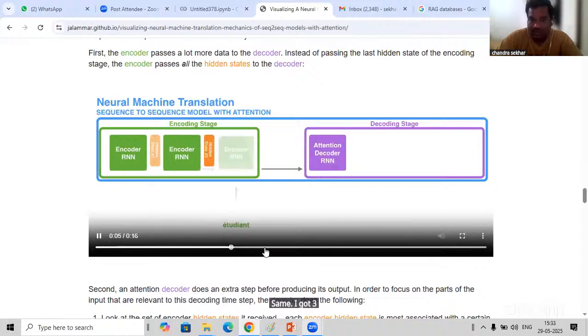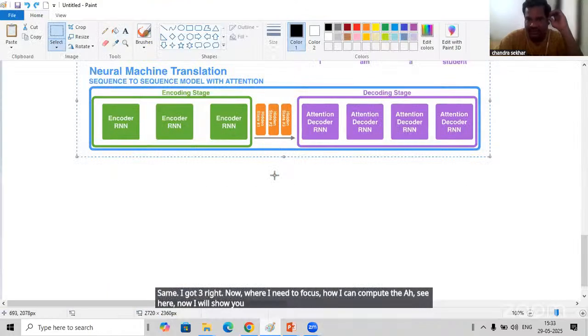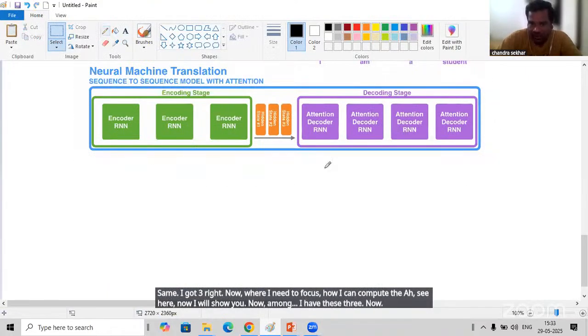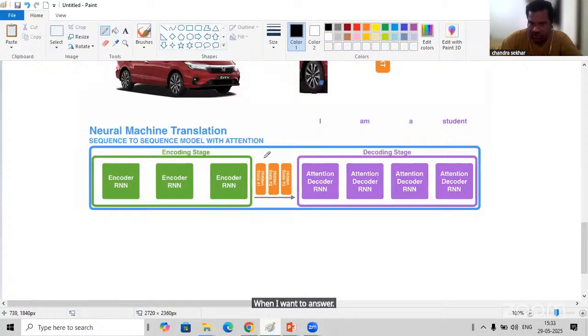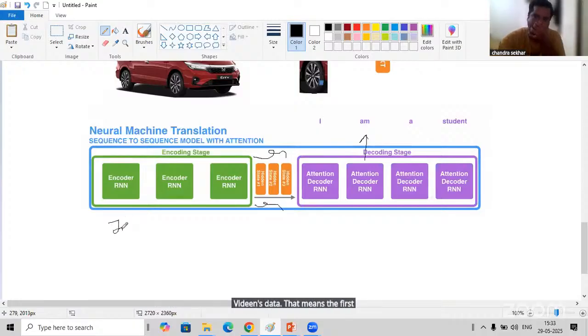Now where I need to focus, how I can compute the attention. Now among these 3, when I want to answer the first output, how do I compute the attention? If I want to give an output for the second, my attention has to change. It should not be the same. Why? Because my second input may not be dependent upon the first hidden state, that means the first source. Correct? If I want to answer the third, I may look into 2 and 3. If I want to answer the fourth, I may look into 3 and 4, but not the first.